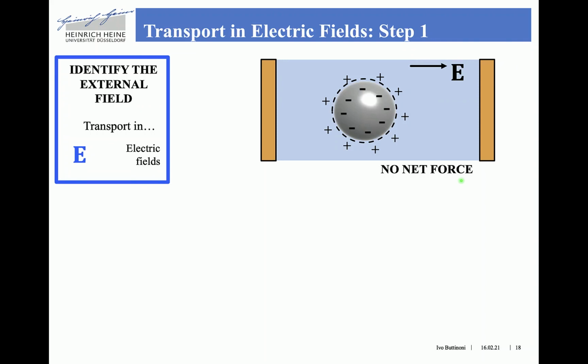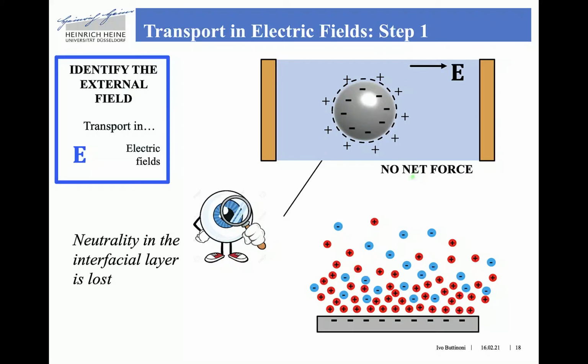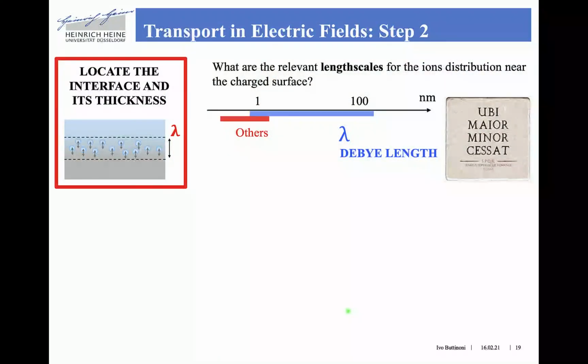However, if we look closer, neutrality is lost in the interfacial layer, since an ion distribution always gathers around a charged surface. And this brings us to the second step, which is to figure out what is the relevant length scale of this ion distribution.